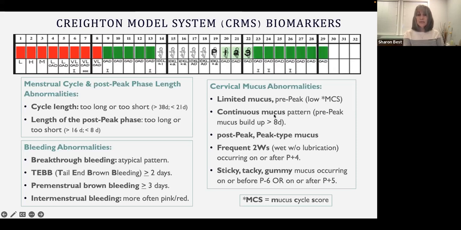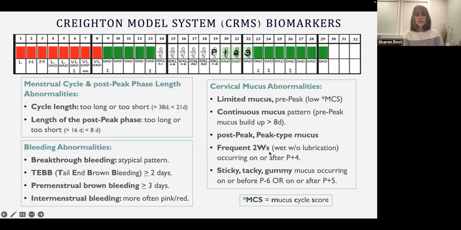Some women have a continuous mucus pattern. So that would be, this buildup would be greater than 8 days long. And we know that that can often indicate an underlying infection. So post-peak, peak type mucus. So women that are having mucus that looks like this in this area. And also something called frequent 2Ws. So when we get into these very nuanced areas, the frequent 2Ws and the sticky, tacky, and gummy mucus, these are so detailed and so nuanced, they can really only be ascertained with a Crichton model chart, really none of the others.